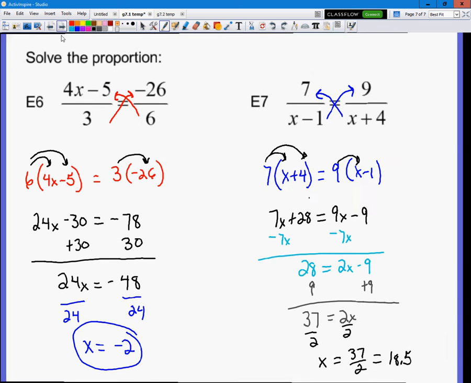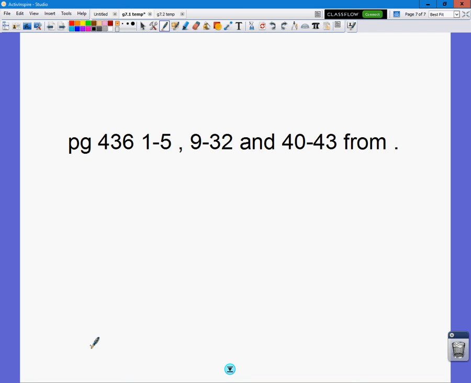And the assignment for today is straight out of the book, and it is page 436, 1 through 5, 9 through 32, and 40 through 43.